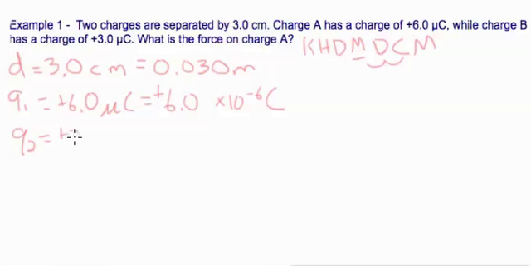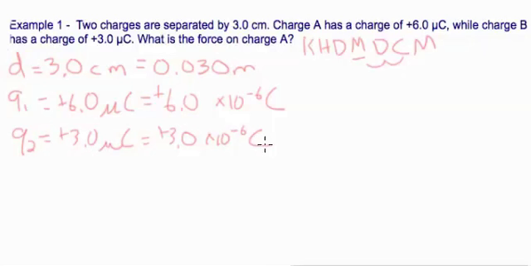is equal to positive 3 microcoulombs, which comes out to 3 times 10 to the negative 6 coulombs. Remember that a charge is very, very small, so it would be understandable that the amount of coulombs in it are very, very small.